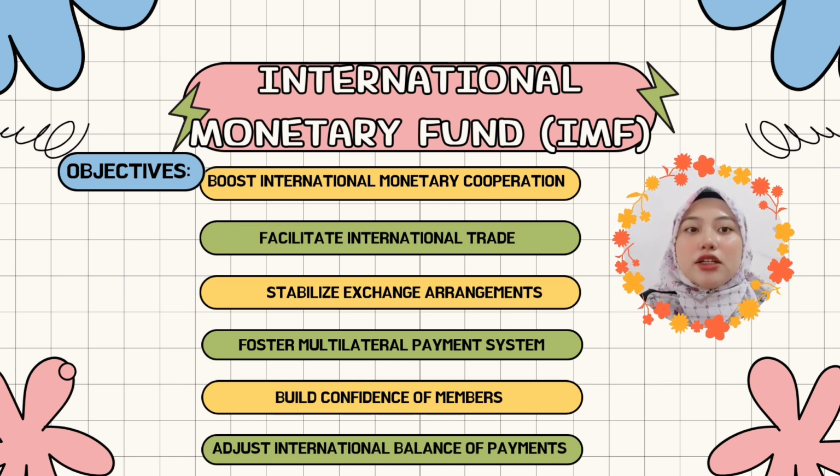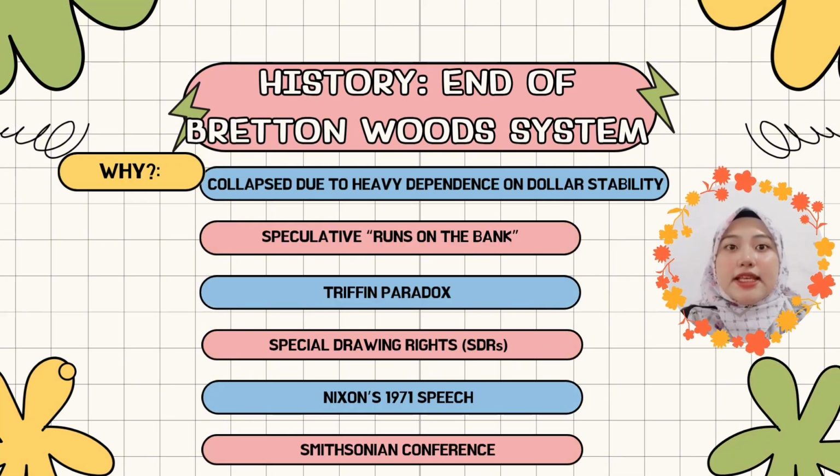And finally, a core objective is to adjust international balance of payments for member countries. This means helping countries manage the flow of money in and out of their economies, preventing financial crises, and promoting sustainable economic growth. Despite its initial success, the Bretton Woods system eventually came to an end in the early 1970s.